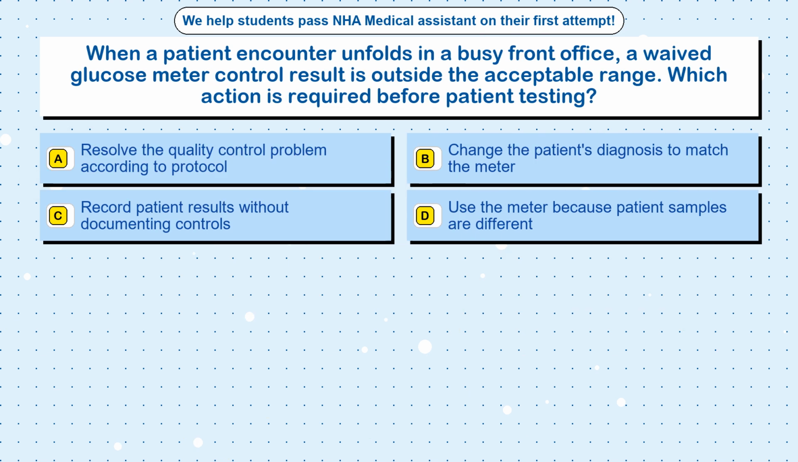Question 64. When a patient encounter unfolds in a busy front office, a waived glucose meter control result is outside the acceptable range. Which action is required before patient testing? Option A. Resolve the quality control problem according to protocol. Option B. Change the patient's diagnosis to match the meter. Option C. Record patient results without documenting controls. Option D. Use the meter because patient samples are different.